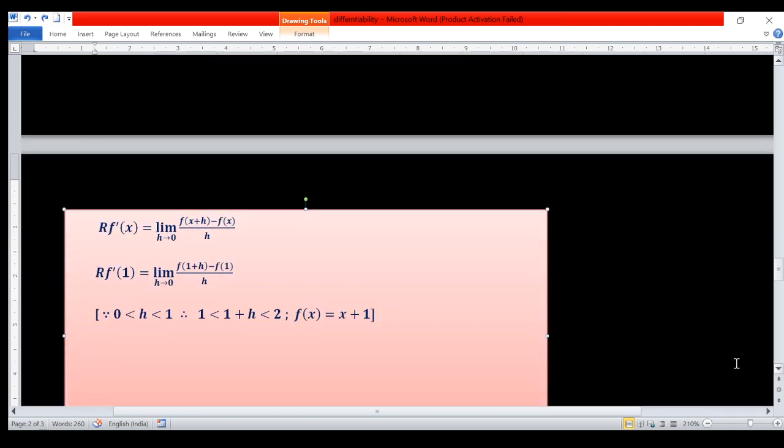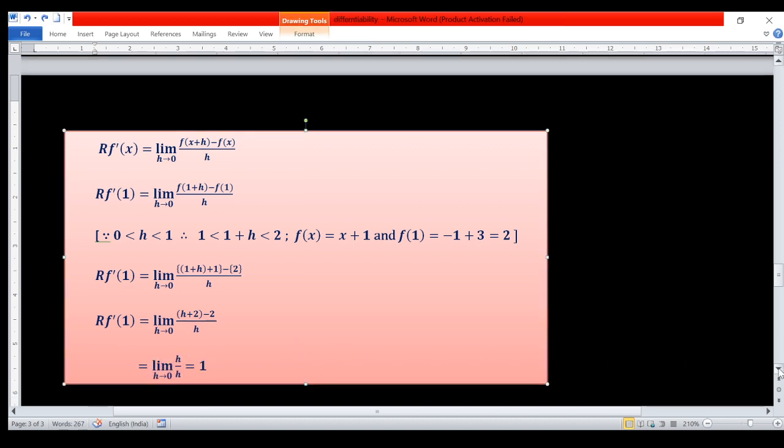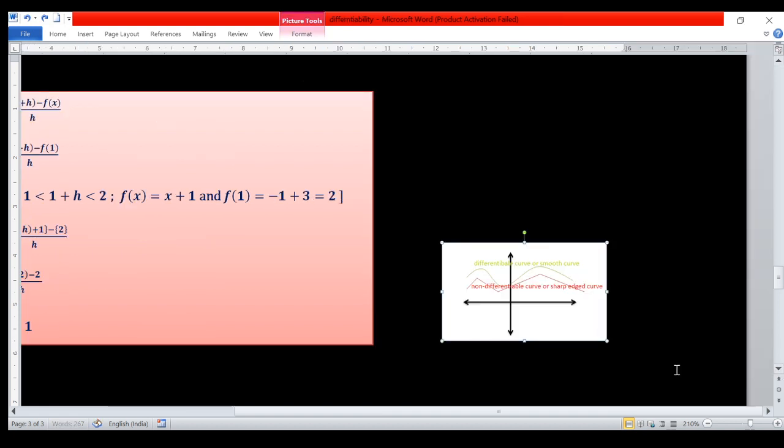So we'll find the right hand limit. f of x is x plus 1, but I want f of 1 plus h, so x must be replaced by 1 plus h plus 1. Then we have minus 2 by h, plus 2, and the 2s cancel. We'll do that in the next step. h by h is a non-zero number, so it cancels. So the right hand derivative is equal to 1.